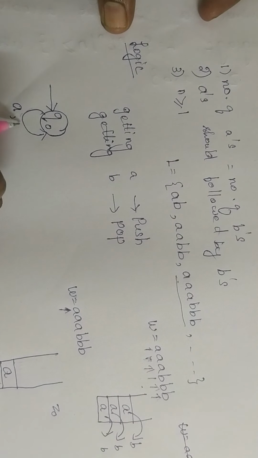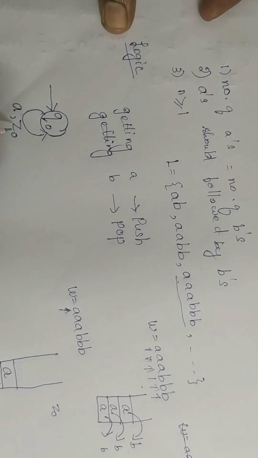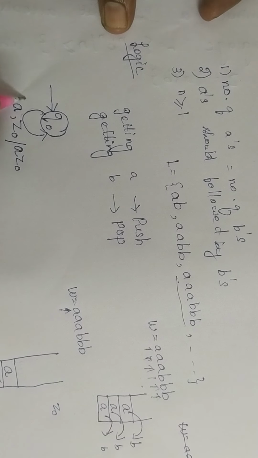What is in the top of the stack? Z0 is in the top of the stack. Initially Z0 is in the top of the stack in that manner. So while it is reading the symbol A, we are pushing both of it into the stack. Okay, A, Z0.